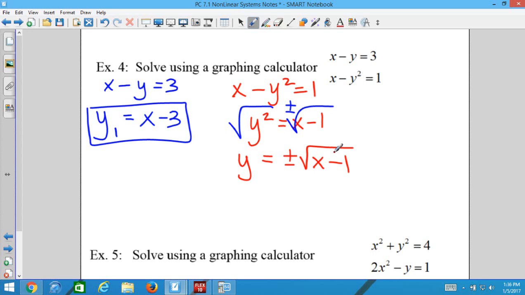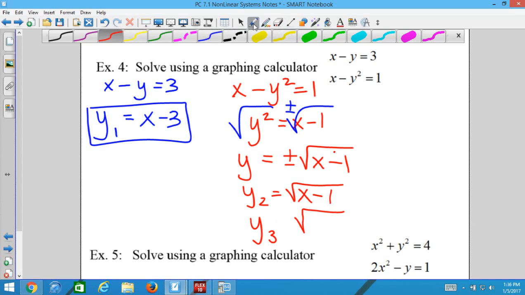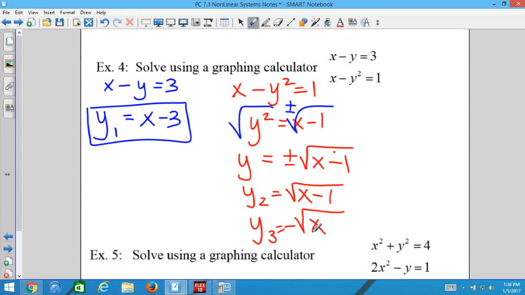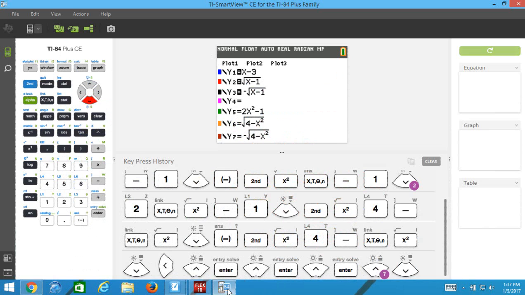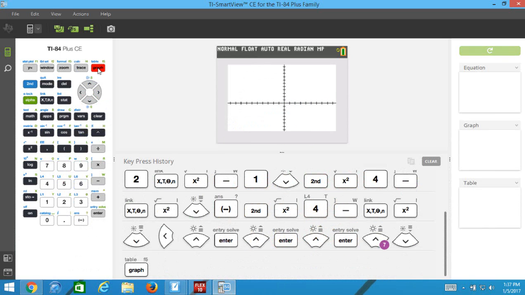You're going to type in 2 separate equations. So you will have a y2, which is square root x minus 1, and you will have a y3, which is negative square root x minus 1. So that will be the work that's going to be graded besides your answer. That will be the work that will be graded when we grade it tomorrow. Go ahead and type those in. Call me over if you have any problems with your graphing.